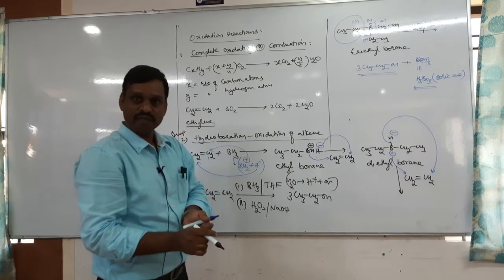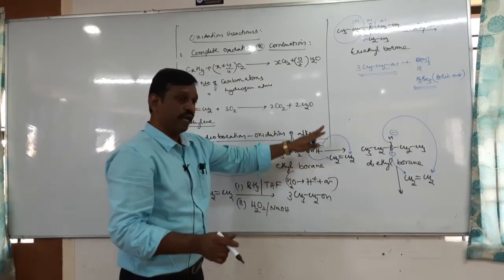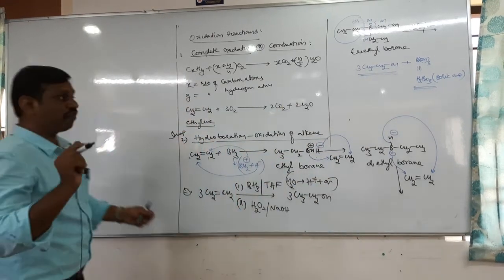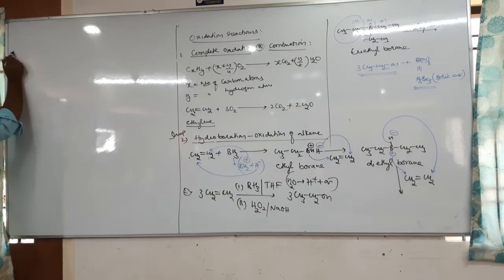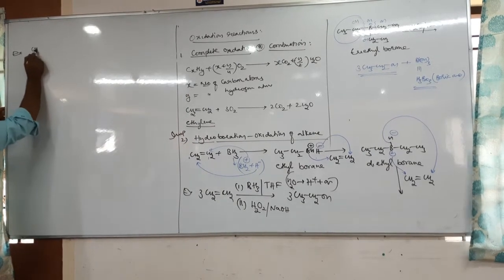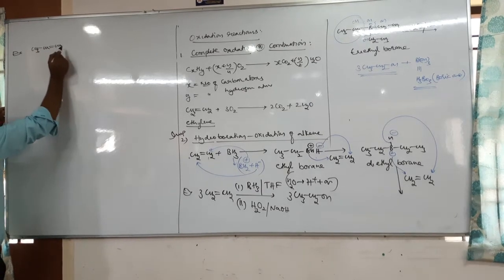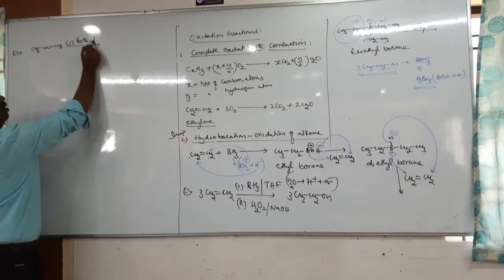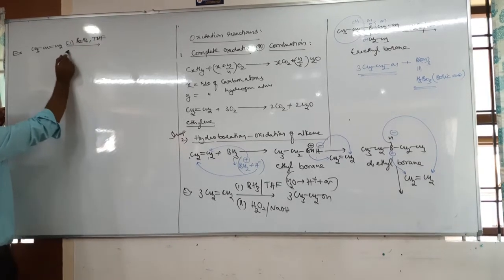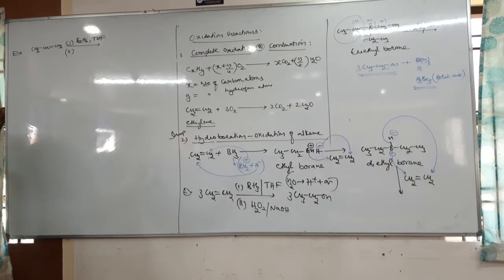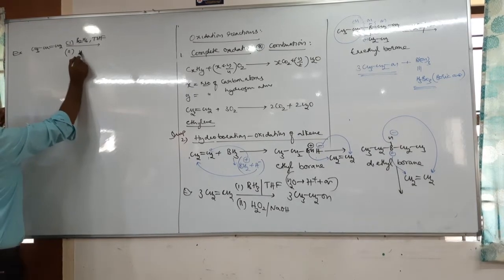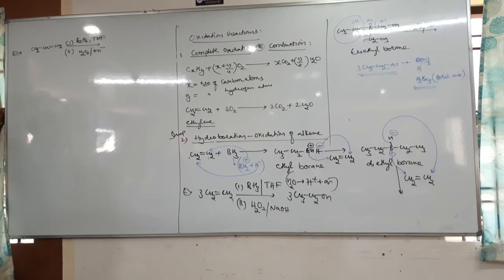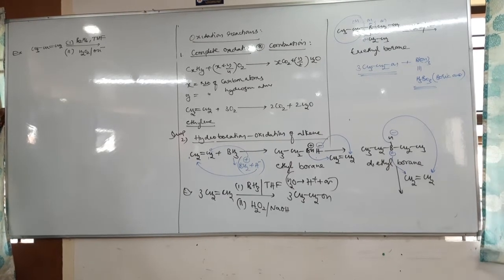So here the negative part means H minus. H minus should be added where? To the double bond carbon having fewer hydrogens. For example, here writing the product is important. CH3, CH double bond CH2, 1 B2H6, comma tetrahydrofuran. Even if they give B2H6, it is diborane only. And the second one, oxidation, H2O2 in the presence of basic medium. So they expect a product. What is the product?